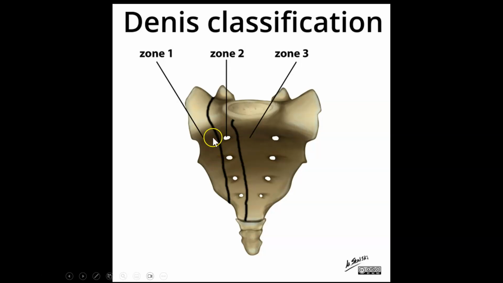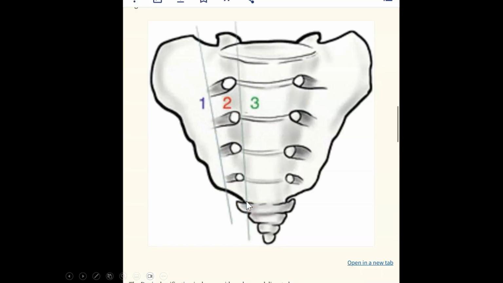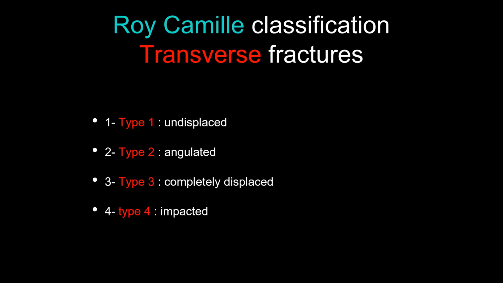And here is the Dennis classification. Zone 1, lateral to the foramina. Zone 2, passing through the foramina. And zone 3, medial to the foramina into the spinal canal. Another example of zone 1, zone 2, zone 3. Very simple classification. And the Roy-Camille classification, as we said, you notice that Dennis is describing the vertical injuries.